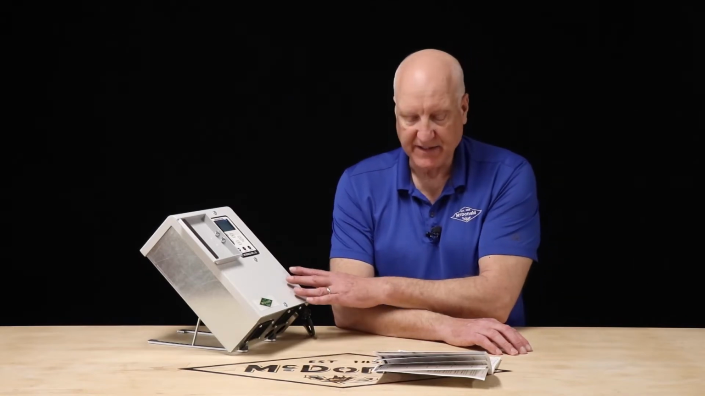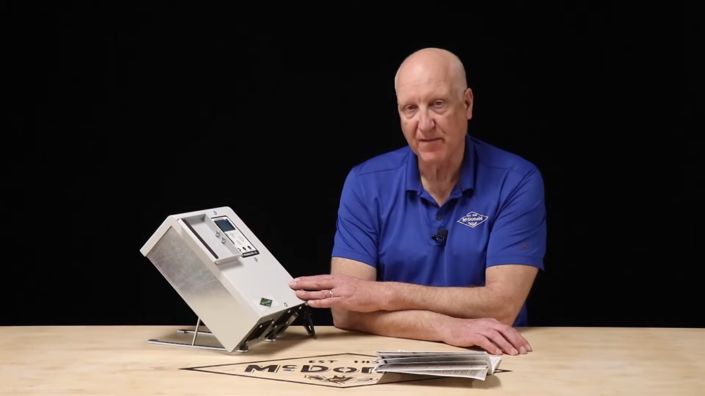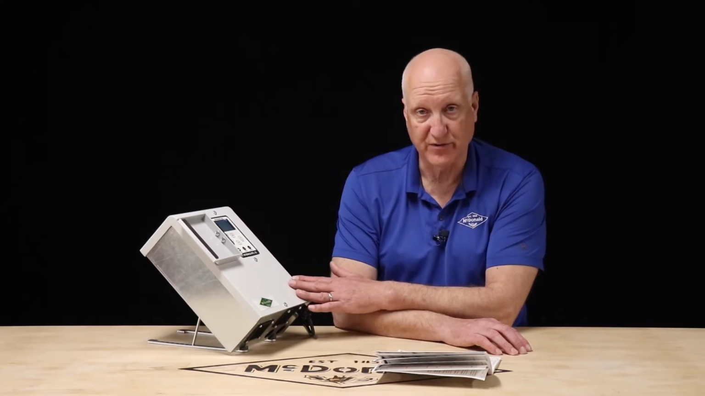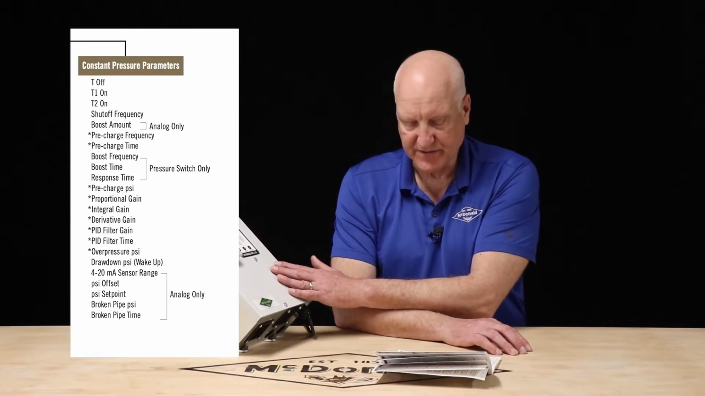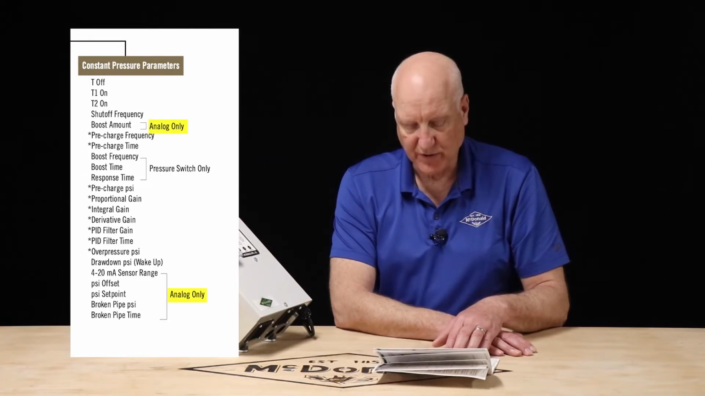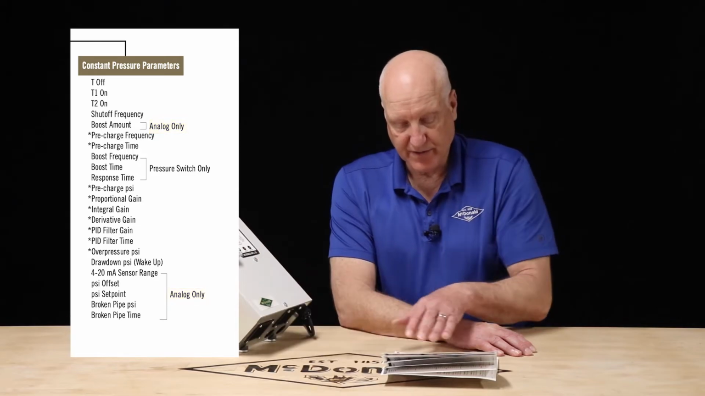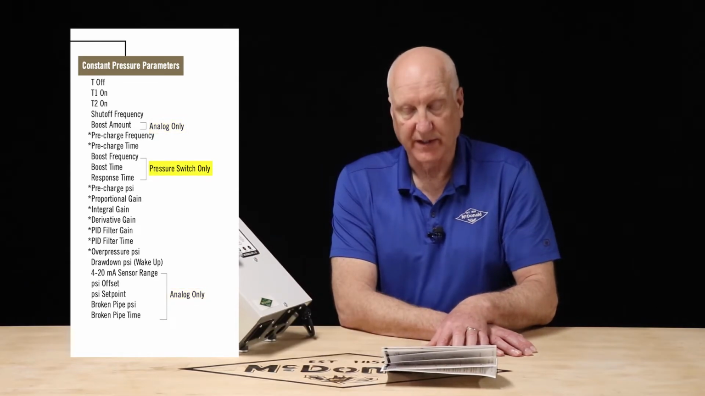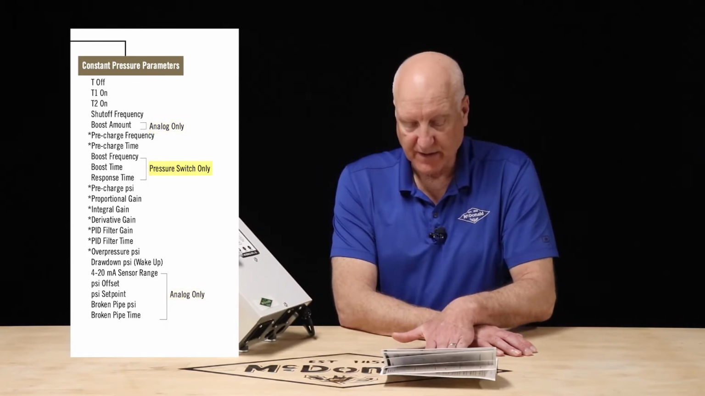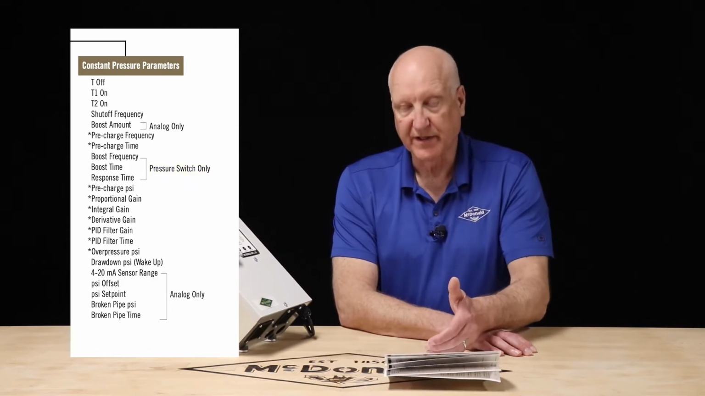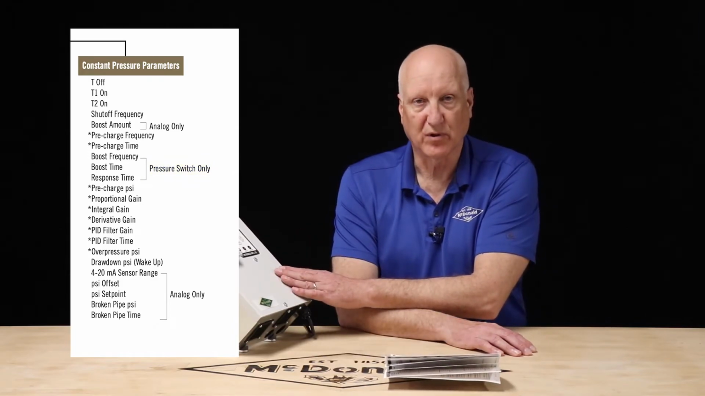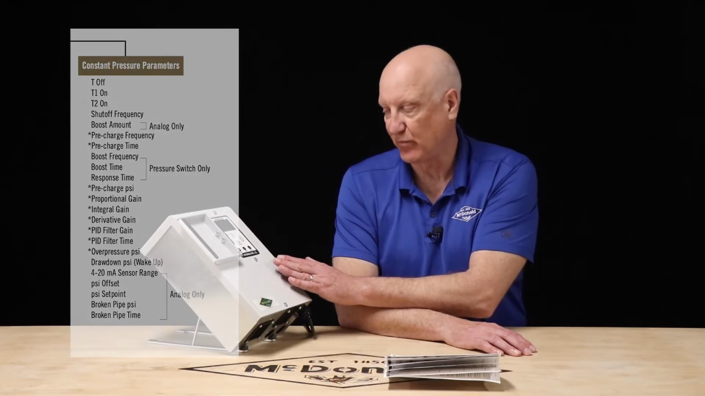One thing to keep in mind in here, in our initial startup, we pick either pressure switch or transducer. If we pick the transducer, you'll notice the analog only settings where you can look at here. If we pick the pressure switch, there are some that say pressure switch only. So again, under constant pressure parameters, it really depends on what you used in your startup program, a pressure switch or a transducer, as to what's available.